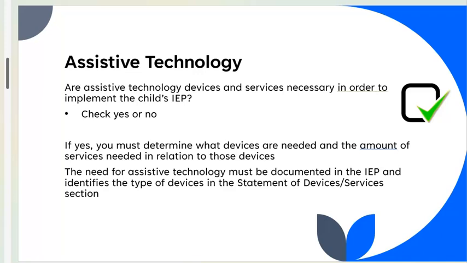And then finally, assistive technology. Are assistive technology devices and services necessary to implement the child's IEP? Check yes or no. If yes, you need to determine what devices are needed. So these could be communication boards, it could be low tech or high tech, it could be mobility or seating. So any area that the child has needs for support. And then that would need to be documented in the IEP.